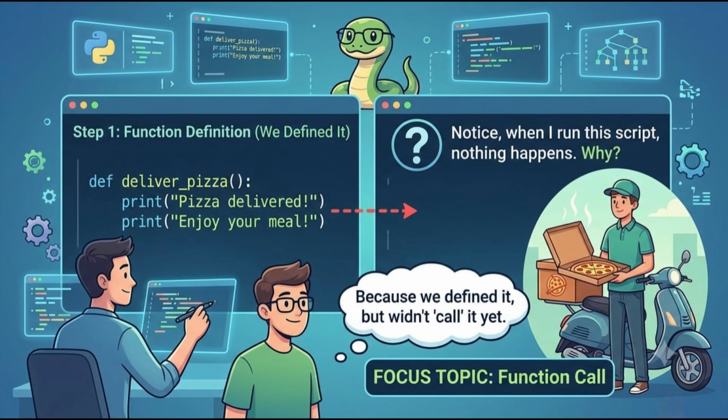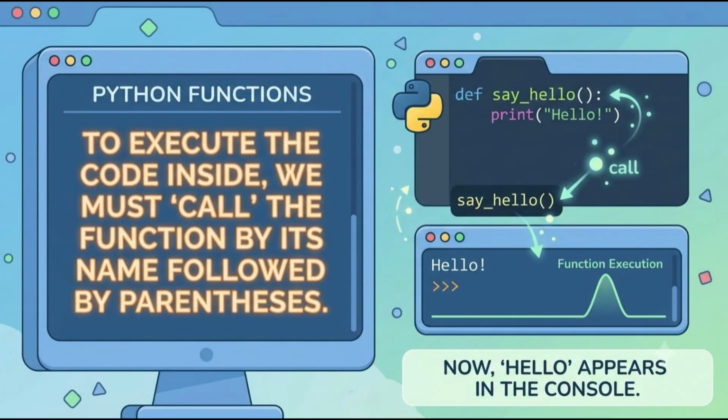Here it is. But notice, when I run this script, nothing happens. Why? Because we defined it, but we didn't call it yet. To execute the code inside, we must call the function by its name followed by parentheses. Now, hello appears in the console.